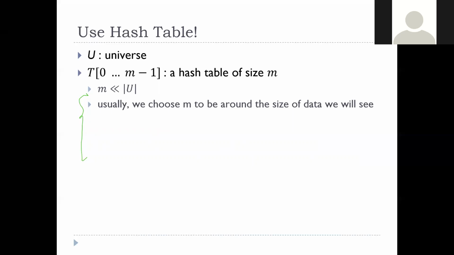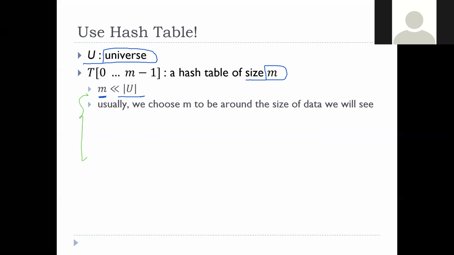So in particular, what do we have here? Again, let's say that U is your universe of all the elements that you want to see. Let's say that U is all the possible stars in the sky. You want to be able to store potentially a subset of them. Now a hash table is actually a table of a fixed size, let's say of a size M. And the goal is that the size M is much smaller than the size of your universe.